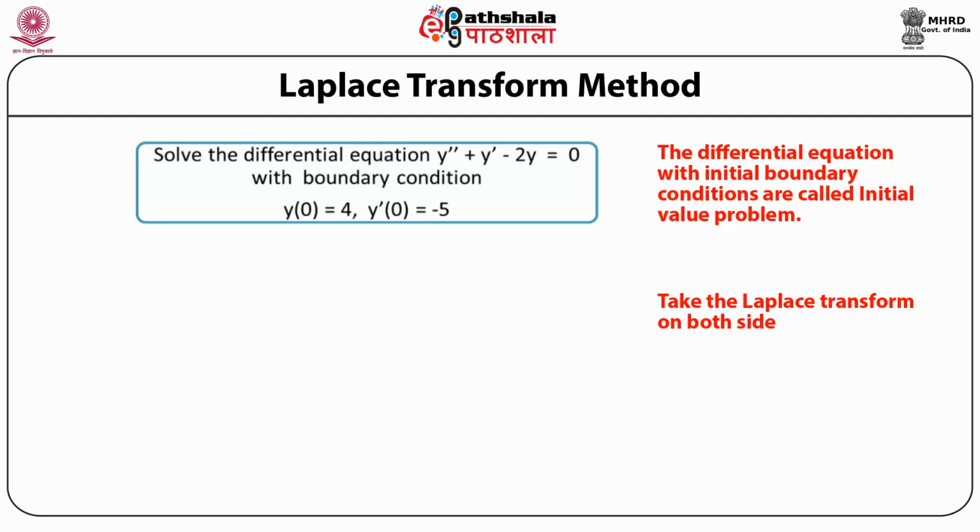Then what we do is, you can already see it is an easy algebraic equation. Now we can solve for Y of s. In step 2, Y of s will be equal to, you take the unknown terms to the right hand side, 4s minus 1 divided by s squared plus s minus 2.